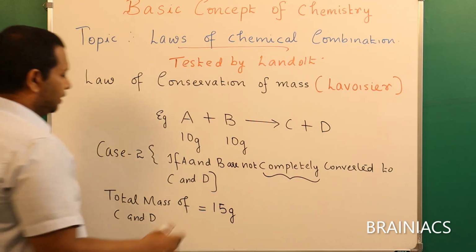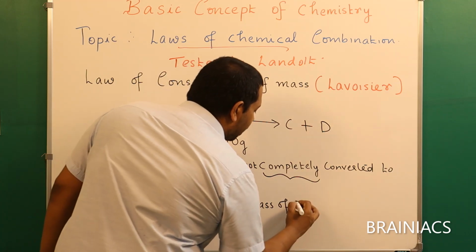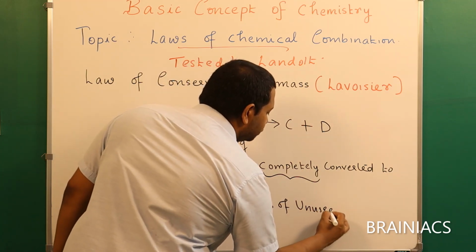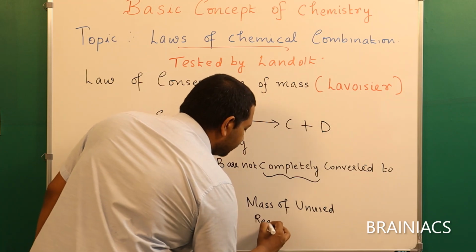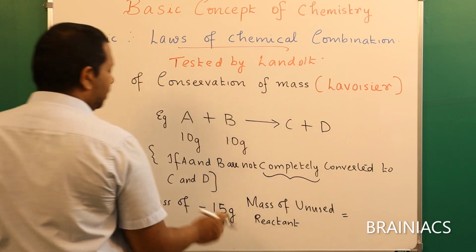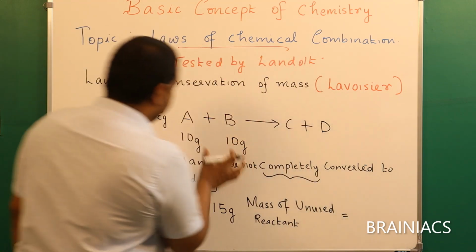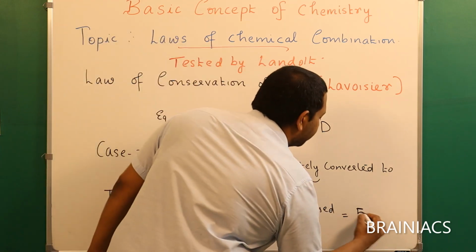So then we can say that mass of unused reactant will be equal to how much? We know that total 20, 15 is there, so it will be 20 minus 15, that will be 5 gram.